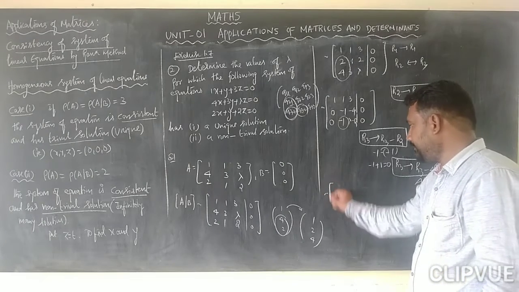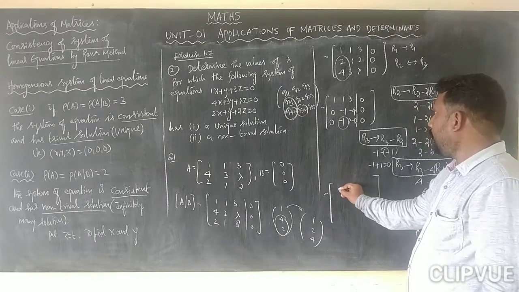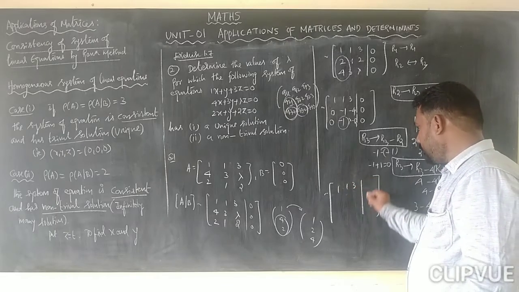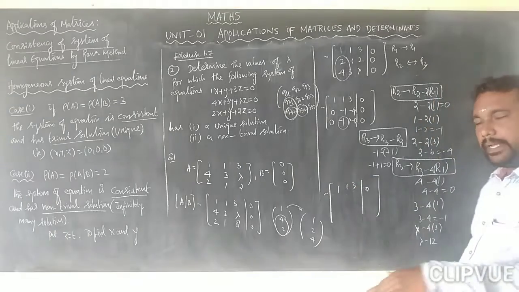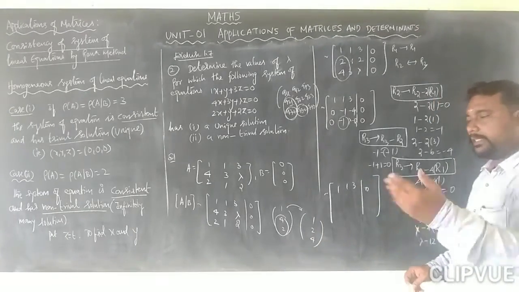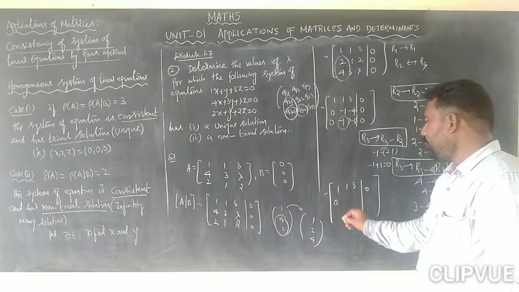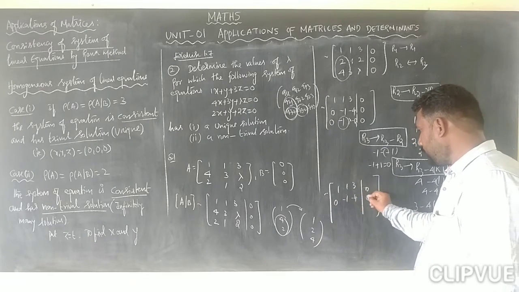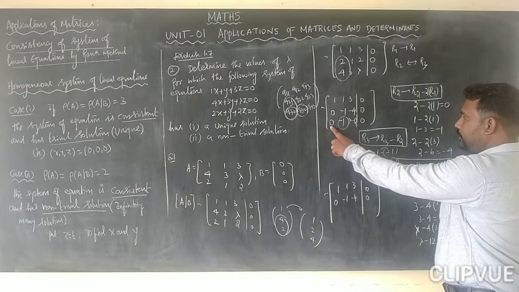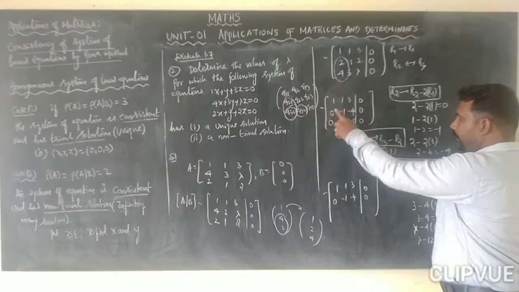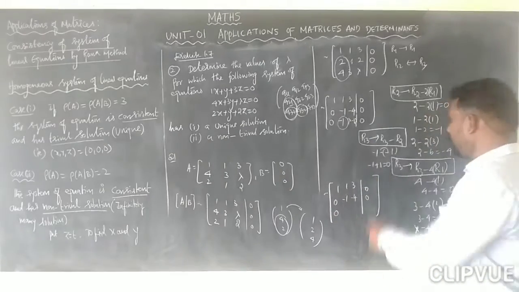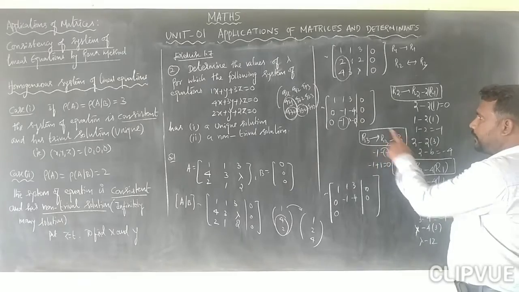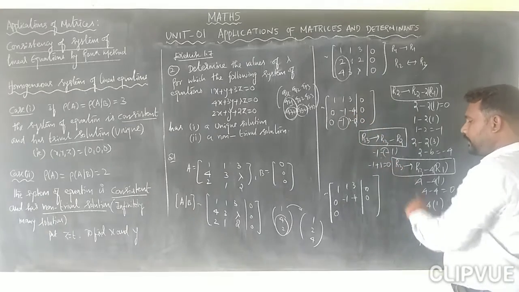Value is 1, 1, 3, 0. R1 implies R1. R2 implies R2. 0, minus 1, minus 4, 0. Next, 0. R3 minus R2. 0 minus 0, 0. R3 value is minus 1, minus of R2. Minus into minus plus 1 minus 1.